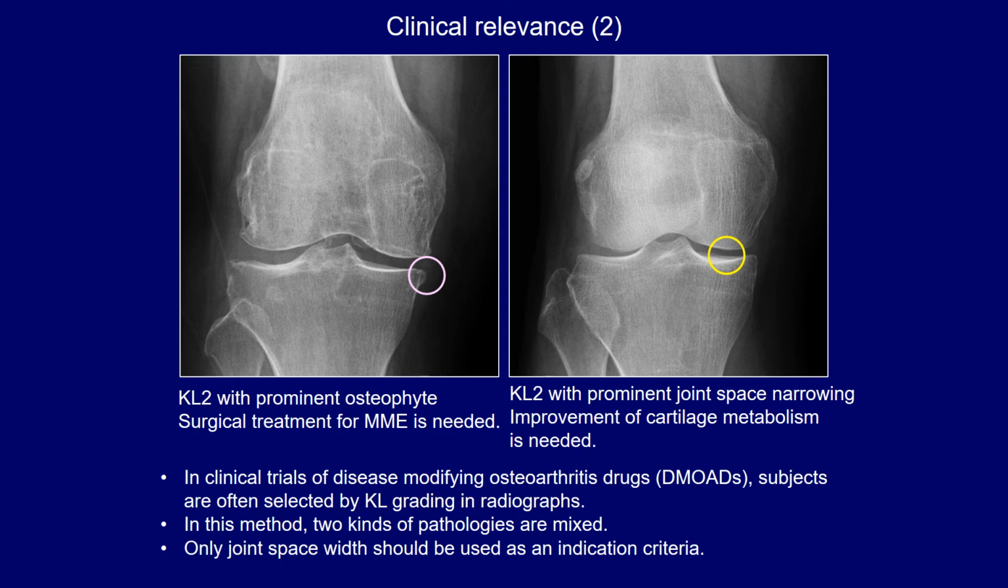In clinical trials of disease-modifying osteoarthritis drugs, DMOADs, subjects are often selected by KL grading in radiographs. In this method, two kinds of pathologies are mixed. Only joint space width should be used as an indication criterion.